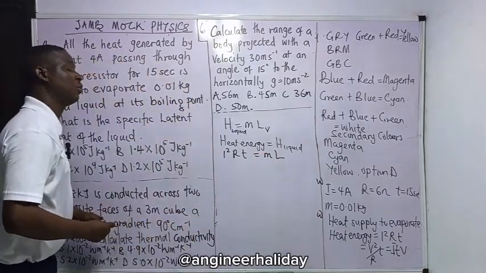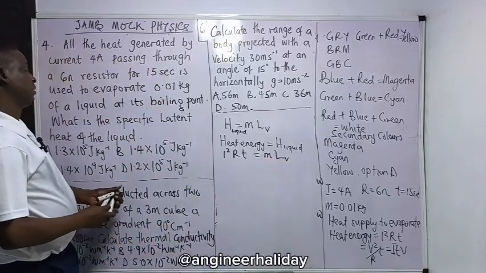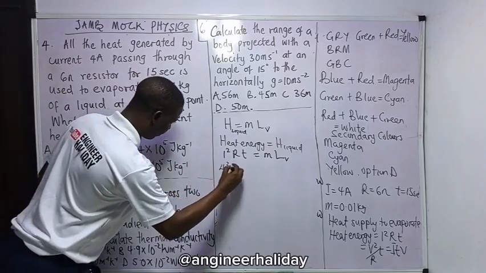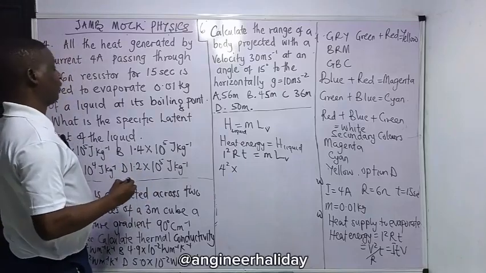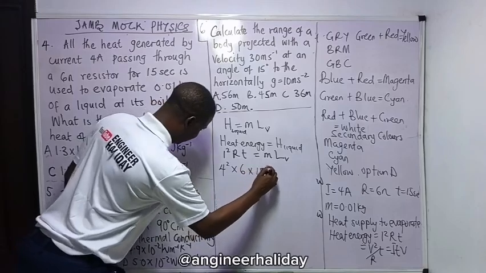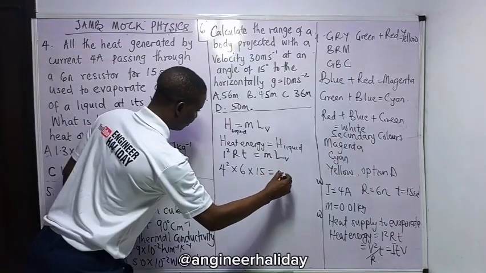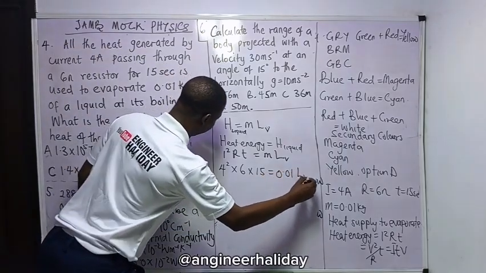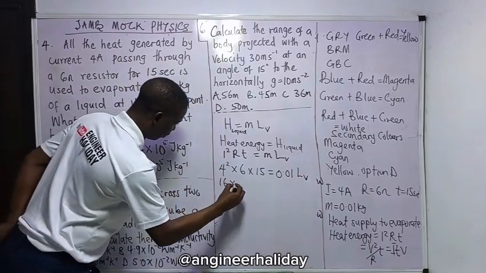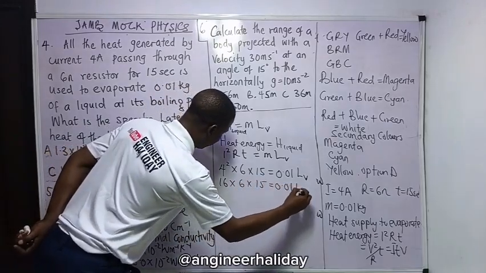Now let's substitute the value there. We are looking for LV now. So I want to put our value there, which is what? 4 squared times, what is our R? Our R is 6 ohms, which is 6 times 15. Our mass is 0.01 L V. Now this one will give us 16 times 6 times 50 equals 0.01 LV.